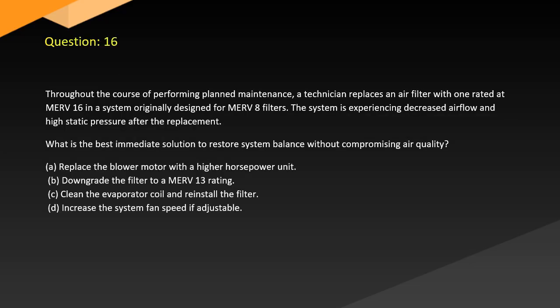Question 16. Throughout the course of performing planned maintenance, a technician replaces an air filter with one rated at MERV 16, in a system originally designed for MERV 8 filters. The system is experiencing decreased airflow and high static pressure after the replacement. What is the best immediate solution to restore system balance without compromising air quality? A. Replace the blower motor with a higher horsepower unit. B. Downgrade the filter to a MERV 13 rating. C. Clean the evaporator coil and reinstall the filter. D. Increase the system fan speed if adjustable.